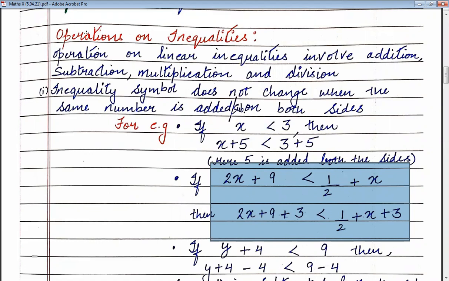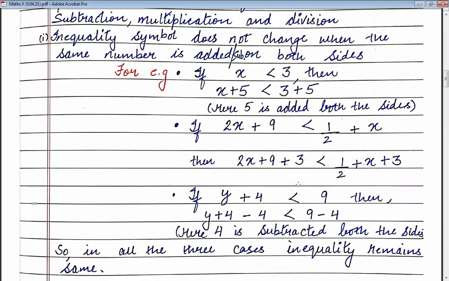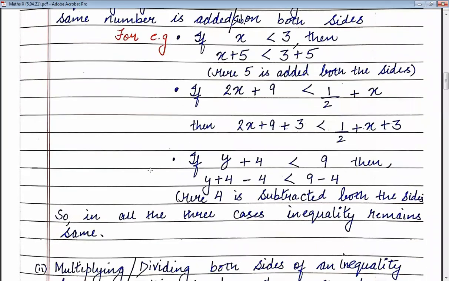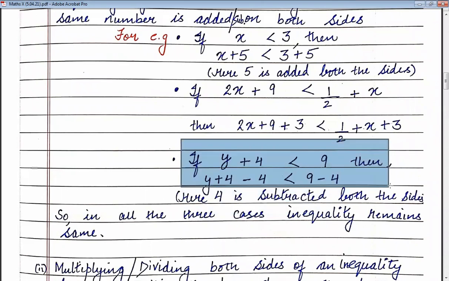Now you can have a look on this one that I have added number 3 on both the sides. This is your left hand side. 3 is added here and 3 is also added on the right hand side, but your inequality remains the same. Okay, children, I hope you are clear with this that if you add the same number on both the sides, your inequality remains the same. Now, children, similarly with subtraction also, if you subtract the same number on both the sides, your inequality remains the same.